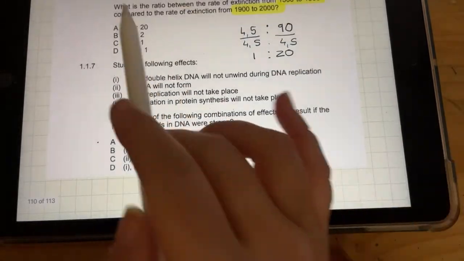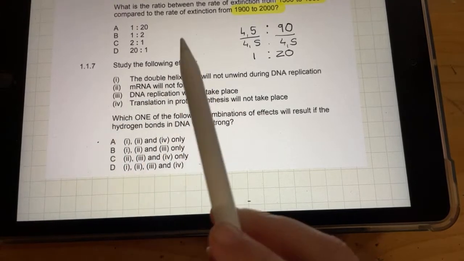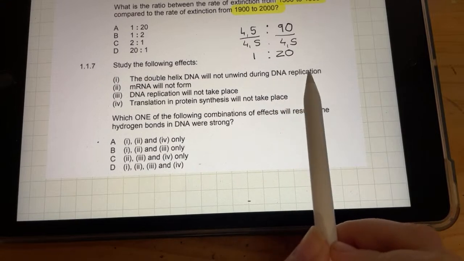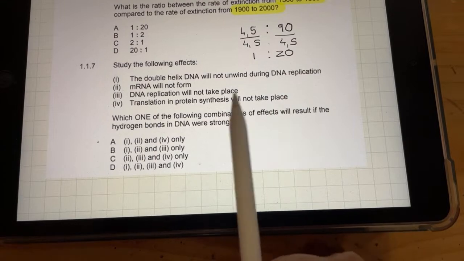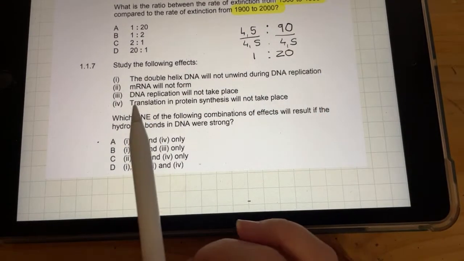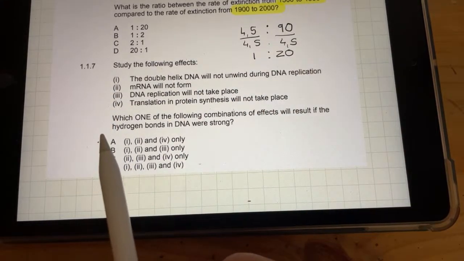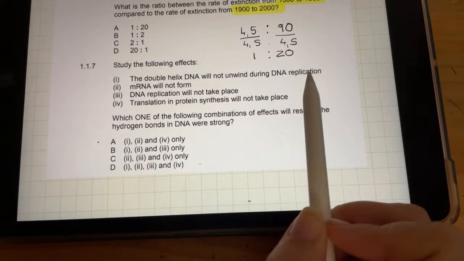Next little sub-question. Study the following effects. We've got: the double helix of DNA will not unwind during DNA replication. Thank you for confirming it is 20, everybody, because I don't have a calculator with me, and my iPad doesn't have a calculator on it. I haven't installed it. Thank you.